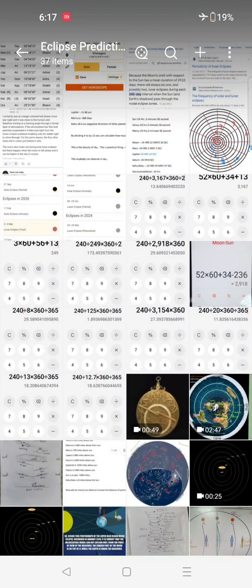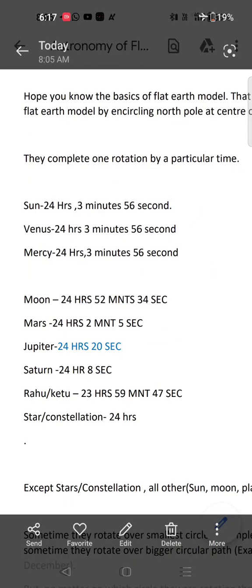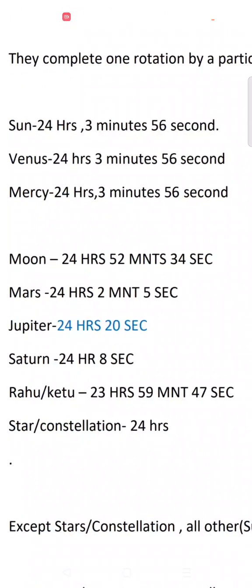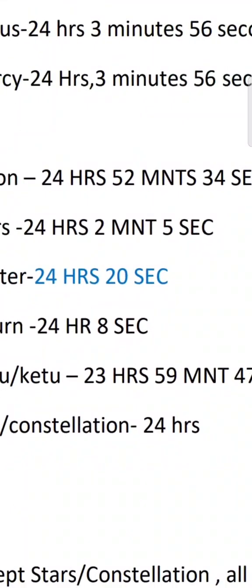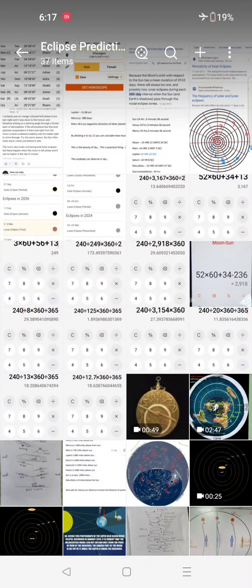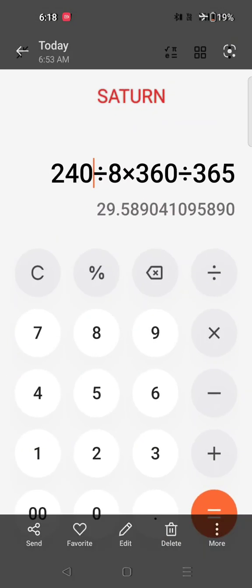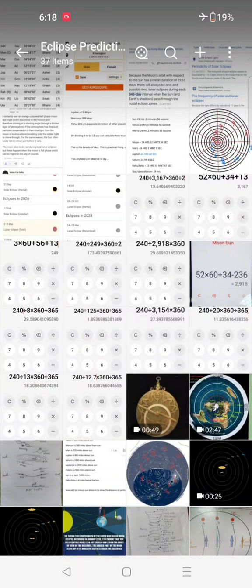Now let's test this model. Saturn, how much difference time is there? 8 seconds. So let's put 8 seconds in that formula. If we put 8 seconds, that will be 29.5 years, as I divided by 365 days. So this is 29.5 years. That also matches with the astrology.